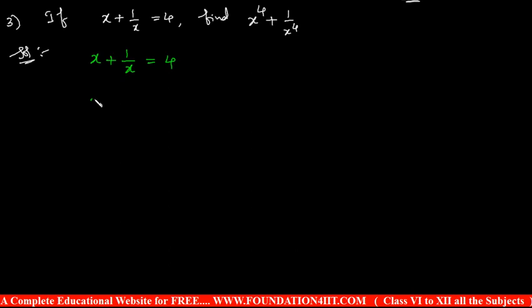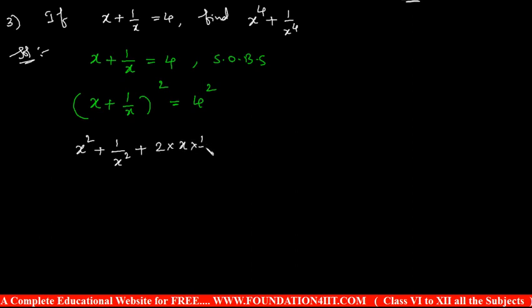So x plus 1 by x whole square is equal to 4 square. Just squaring on both the sides. You can simplify this: it is a plus b whole square, so a square plus b square plus 2ab. 2 into x into 1 by x is equal to 16. The x gets cancelled, and 2 we take to the other side. x square plus 1 by x square is equal to 16 minus 2, that is 14. This is the first equation.